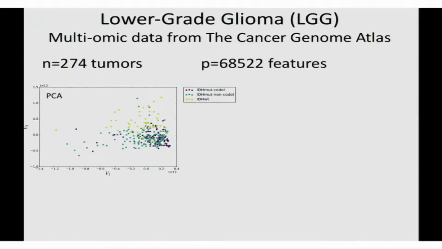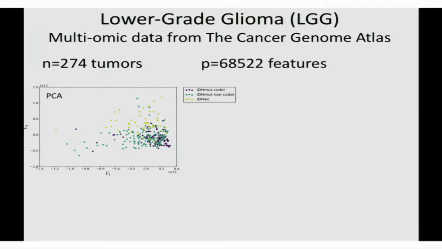So let me show you some data from an actual application here. This is lower grade glioma, which is a type of brain cancer, and there are 274 tumors, and you can get, say, around 70,000 features collected from different biological assays on these 300 or so samples. And if you do PCA on this feature set, you see that there is a low dimensional representation of all of your samples that looks like this.